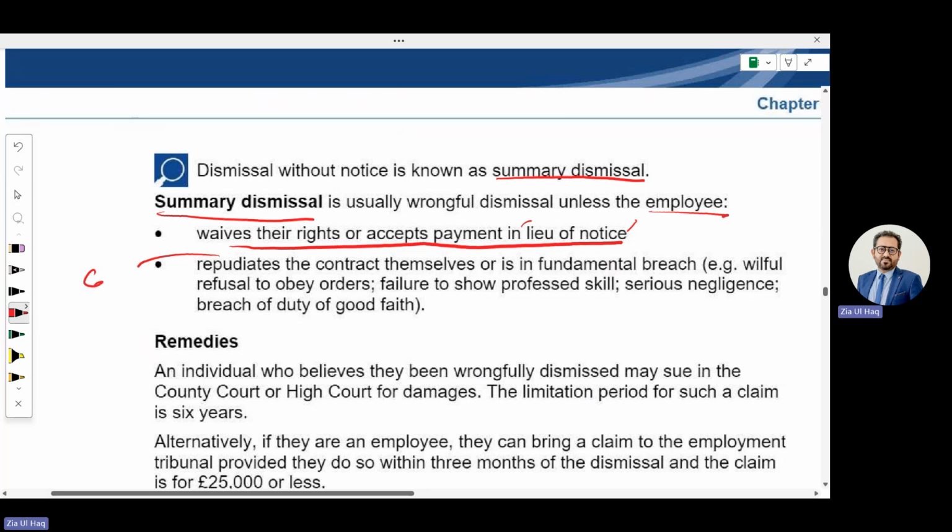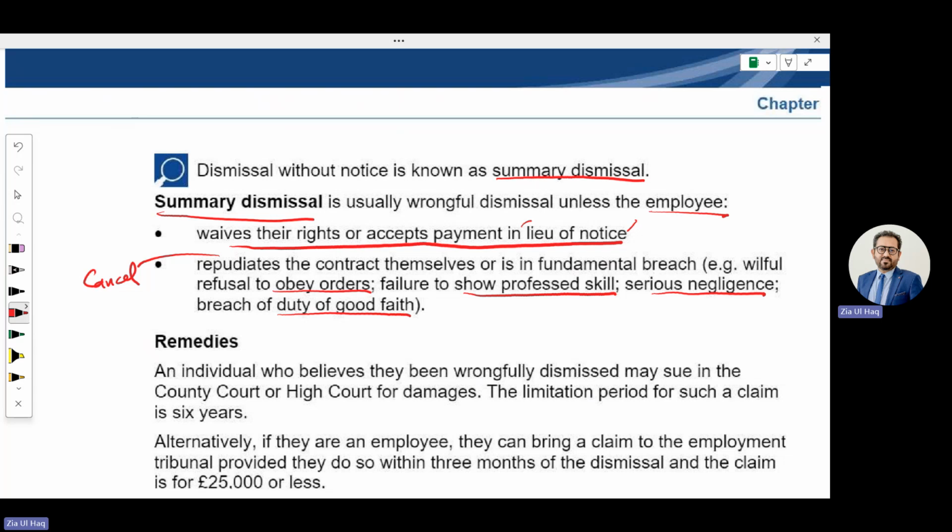Repudiate means cancel the contract by themselves or in fundamental breach. For example, the employee did something wrong, he is not obeying orders, he has failed to show professed skills for which he was required to work, meaning he is not working skillfully, and serious negligence is involved, breach of duty of good faith, meaning he has obtained some personal benefit from work. So in that case, the summary dismissal will not be unfair, that will be fair.